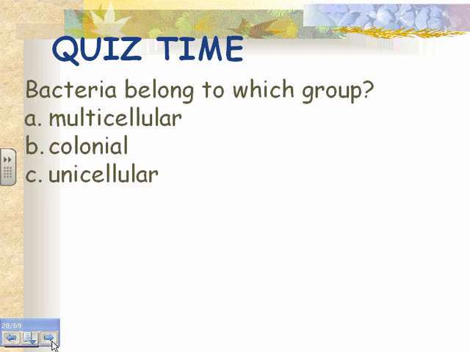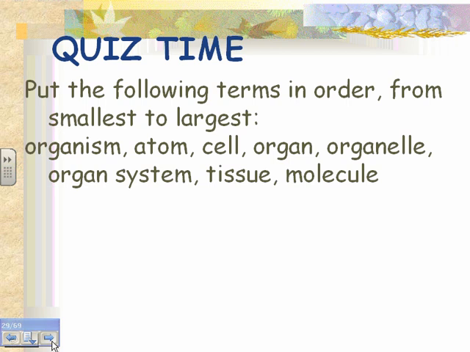Quiz time. Bacteria belong to the unicellular group. Put the following terms in order from smallest to largest. So atom would be the first one. And then you put atoms together to make molecules. Molecules come together to make, let's see, it's organelle. Yep, organelles. So this was 2, this is 3.